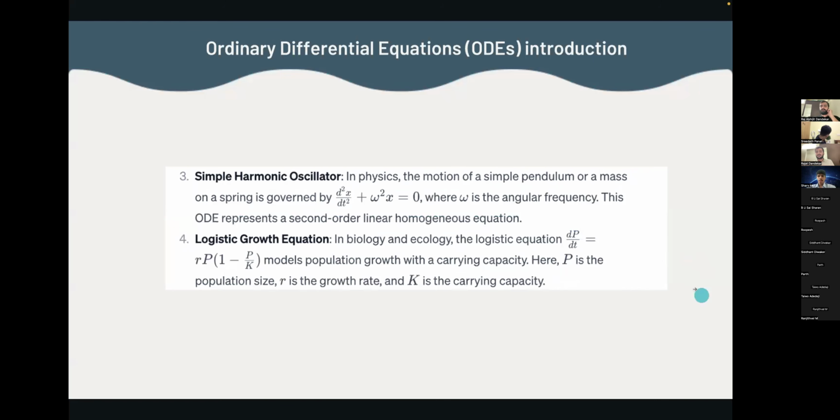Then these are some other two equations in physics, in biology and ecology, where you typically see these ordinary differential equations.